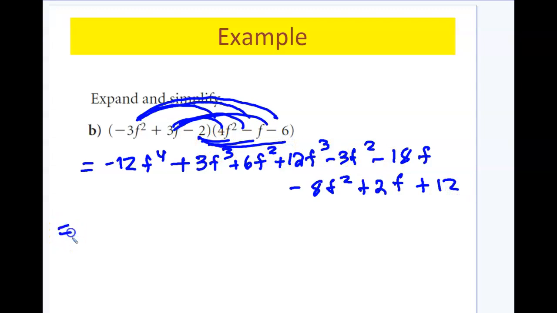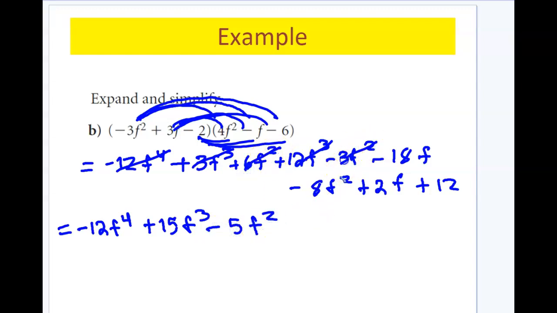So now I just have to gather like terms. I have negative 12f to the fourth, so that's gone. I have 3f cubed, and 12f cubed is 15f cubed. That gets rid of those. I have a 6f squared minus 3 is going to be positive 3f squared. Minus 8 is going to be minus 5f squared. So that gets rid of those. Minus 18f plus 2f is minus 16f. And I have my constant at plus 12.